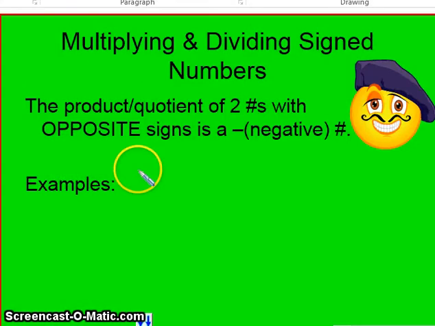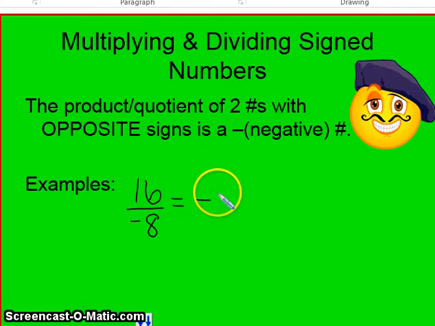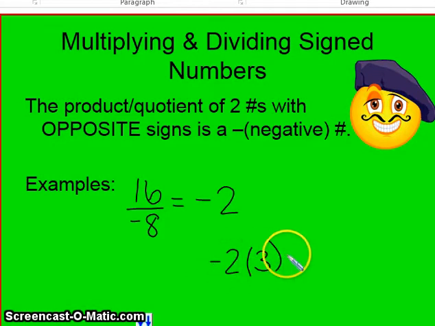For example, if I were to divide positive 16 by negative 8, positive divided by a negative means my answer will be negative, and then I simply divide the numbers: 16 divided by 8 is 2. If I want to multiply negative 2 times a positive 3, again, negative times a positive will always be a negative, and then I just multiply the numbers. 2 times 3 is 6.